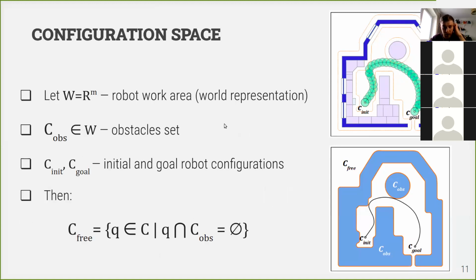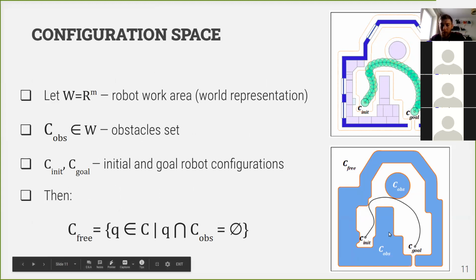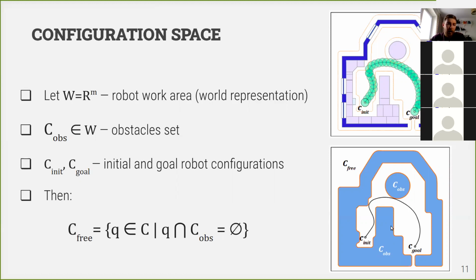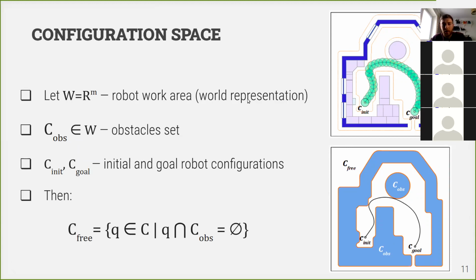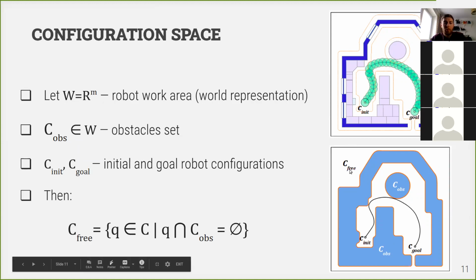Let's see it on the next slide. So there is C free. Basically this is a free area where our robot possibly could be. And also C obstacles. This is the area occupied by obstacles where our robot cannot be. Both sets, C free and C obstacles, are subsets of the whole configuration space, or subsets of W, which is the robot working area, the whole map, for example.